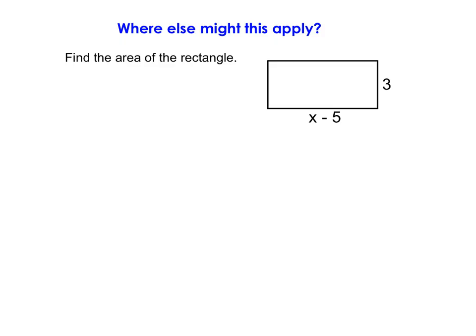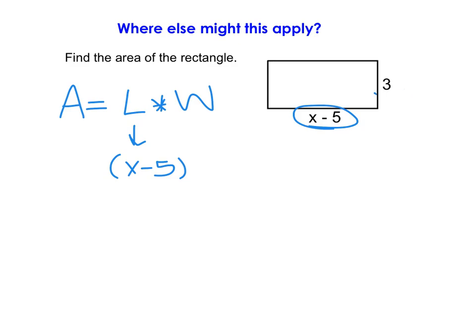And last but not least, let's talk about where this idea of distribution might apply. So here it says find the area of a rectangle. Hopefully you learned back in middle school that the area of a rectangle is length times width. So here we have a length of x minus 5. We're going to put that in parentheses to group it all together. And a width of 3. And hopefully you're noticing that substituting those values in there, this looks a lot like a distribution problem. The only problem is that that 3 is on the right-hand side.